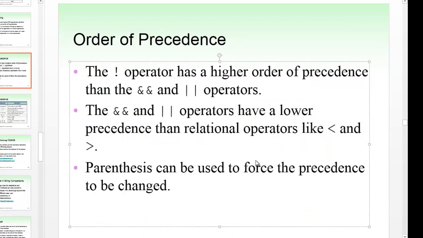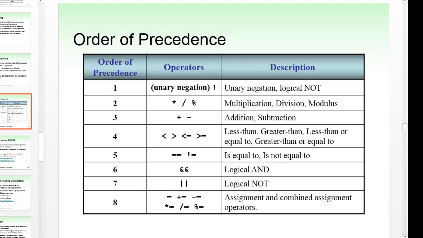Parentheses can be used to force the precedence to be changed, of course. Parentheses have the highest precedence. So this is the order of precedence. I won't go over this too much, but you have unary negation all the way down, and then you end up with the assignment and combined assignment operators down here.